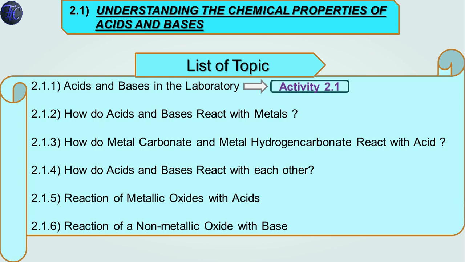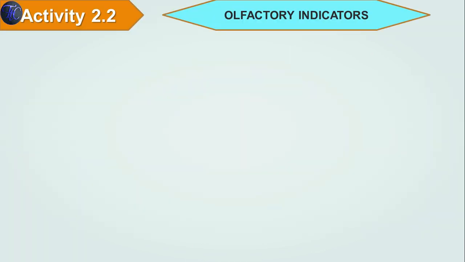In it, I had completed activity 2.1. If you have not seen these videos, you can click the I button and check it, or the links of these videos are also given in the description. Check the description box. Today we are going to learn activity 2.2, which is the second activity of acid and base in the laboratory, and that is olfactory indicators.